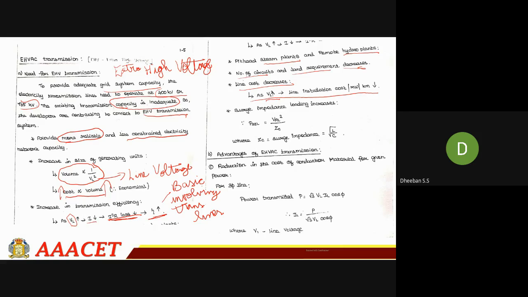Okay, so surge impedance loading you already know. Surge impedance loading is equal to your line voltage squared divided by your surge impedance, which is nothing but root of L by C. So advantage of EHVAC is the reduction in cost of the conductor. Because you are increasing the voltage level, your volume will be decreasing, which will decrease your cost. So this is the main criteria. As you increase the voltage level, your cost decreases, which makes it more economical.